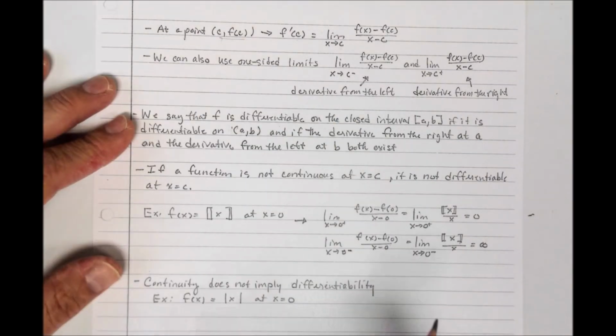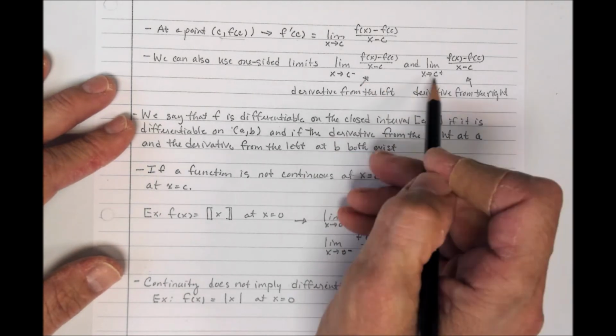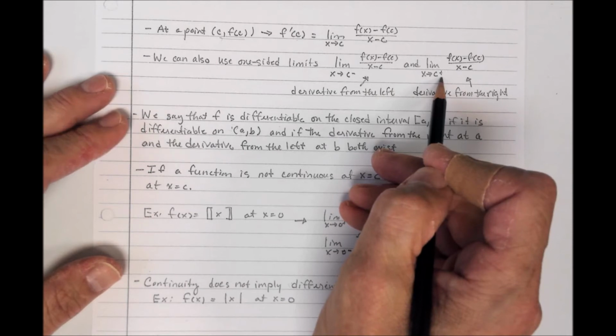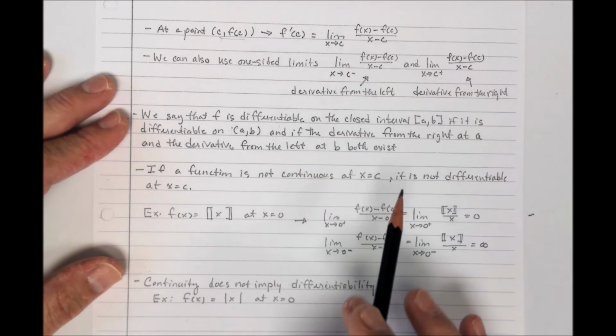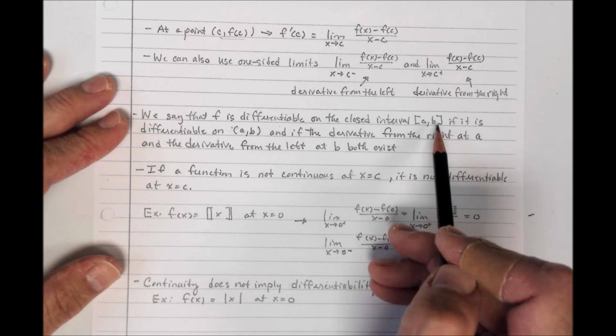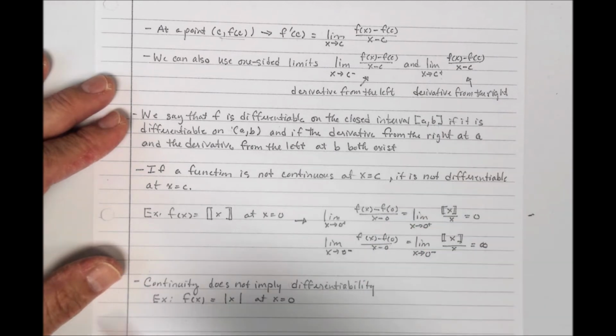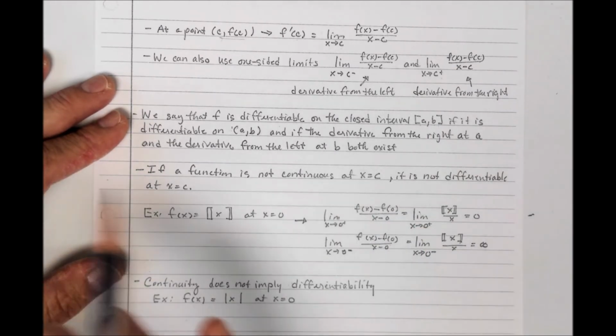Now, we can also use this from the left side and from the right side for one-sided limits. Because if a function is going to be differentiable, say on a closed interval, we'd have to consider the endpoints from the left side and from the right side as we did with continuity. Again, bringing in the idea of how functions that are continuous and functions that are differentiable are tied together.